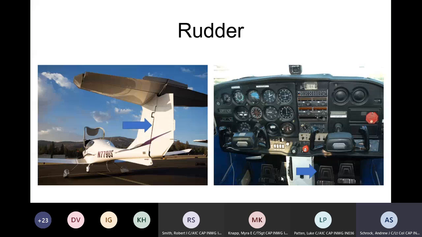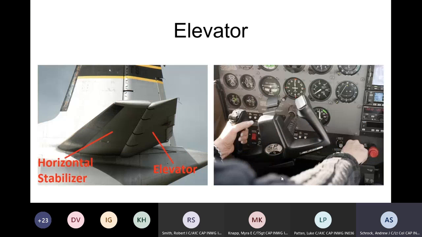We're going to go ahead and dive into your elevators now. This controls the airplane's pitch around the lateral axis. On the left, you can see the moving piece that is labeled elevator, and that obviously is the elevator itself. It moves up and down when you move the yoke, which is what you see on the right, what the guy is holding with his left hand. So when you push the yoke up or down, you move the elevator up or down.